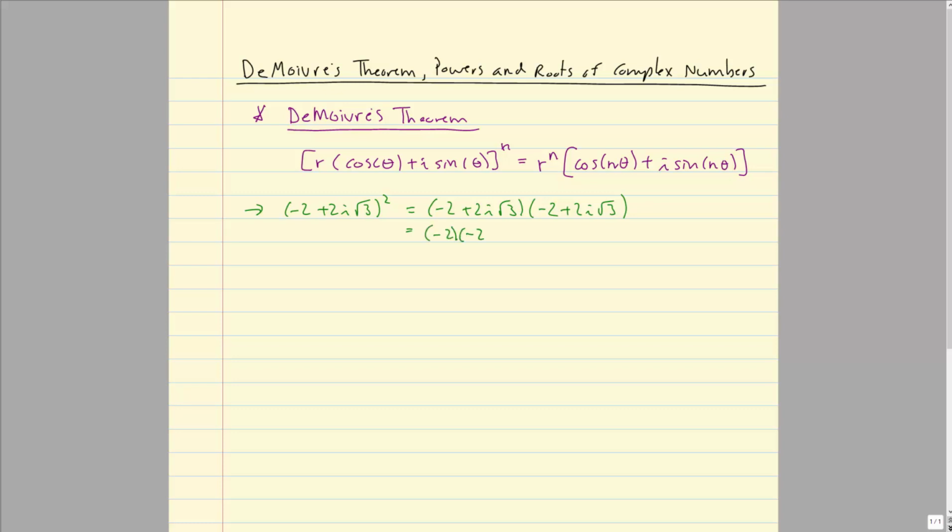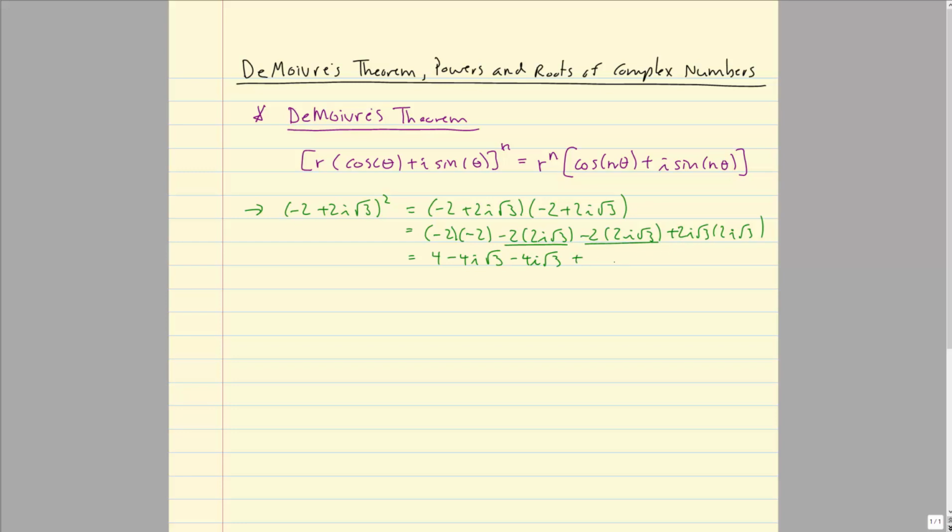So here's my first terms. Here's my outside terms. Here's my inside terms. And here's my last terms, 2i root 3, 2i root 3. And now we're going to simplify. Negative 2 times negative 2 is 4. Minus 4i root 3 from here. Another minus 4i root 3. Then my last term is a positive.